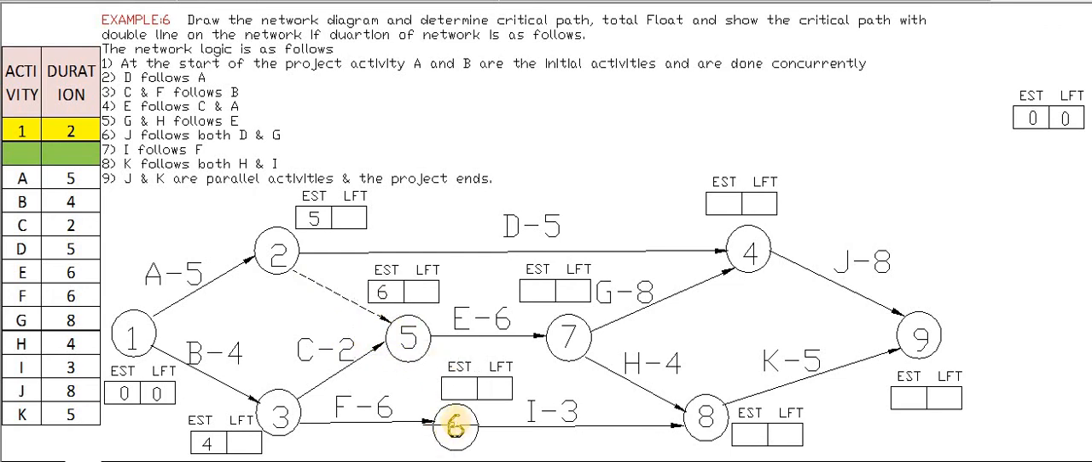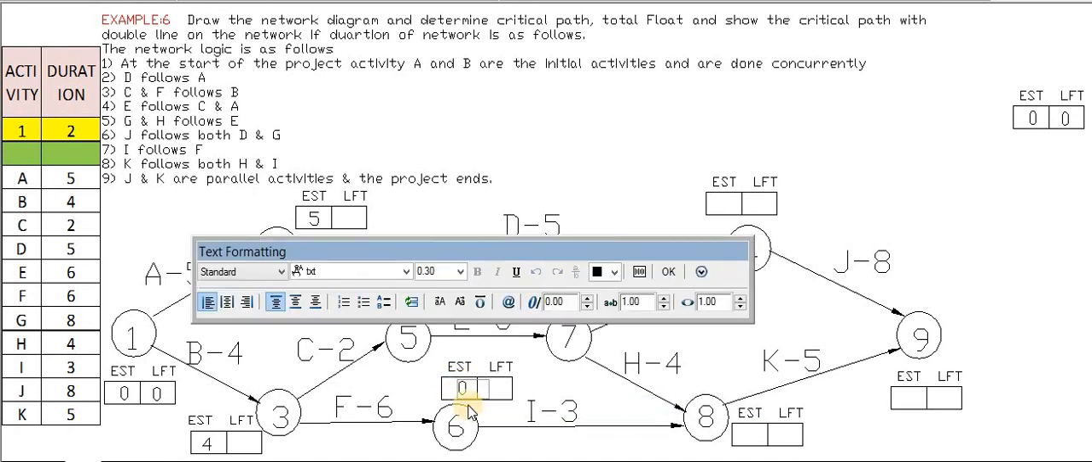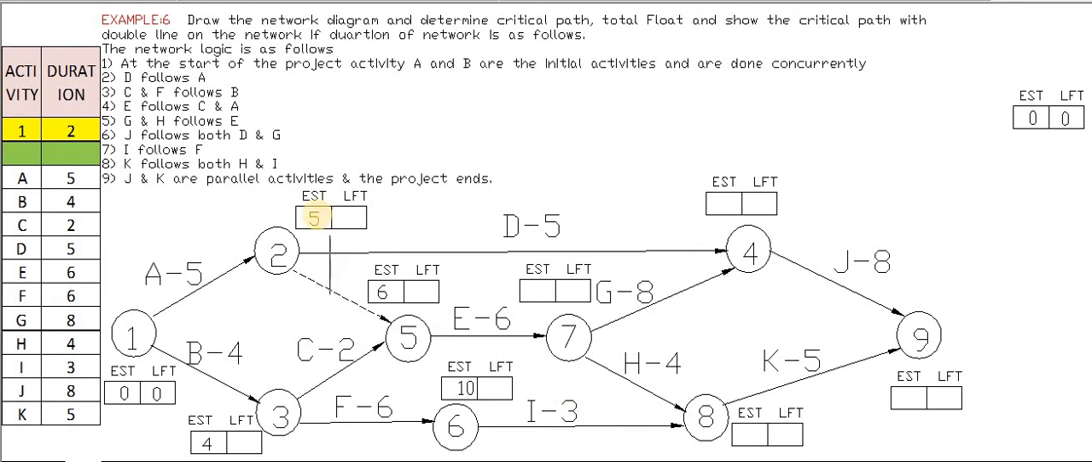Next we will take serial number 6. How many arrows are meeting serial number 6? Only 3 to 6 is meeting. So only one arrow is meeting. Therefore, in order to calculate this EST, we have to add the previous EST. Previous EST is 4. What is the duration for this? 6. So 6 plus 4 is 10. That means this activity has a duration of 10. So we will copy this and add 1. So yeah, 10. Up to this we have calculated serial number 6.